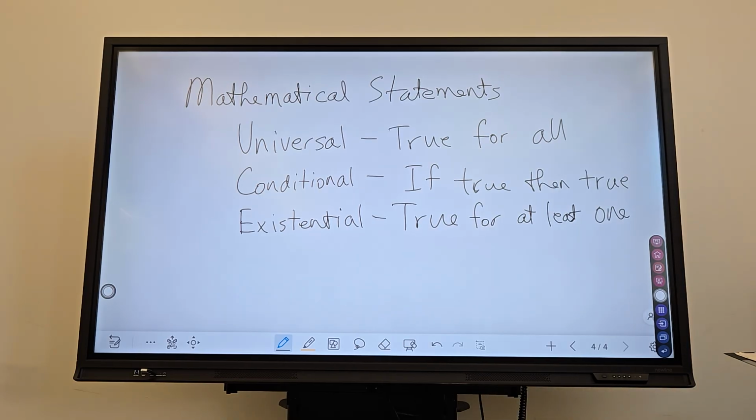So existential is, it is true for at least one element. There's at least one thing for which the property is true. So one out of the set, if the existential statement is true.